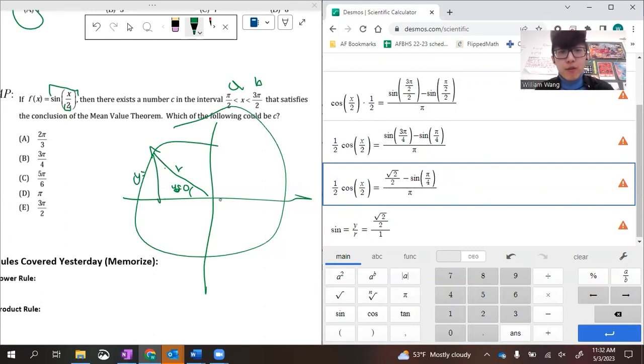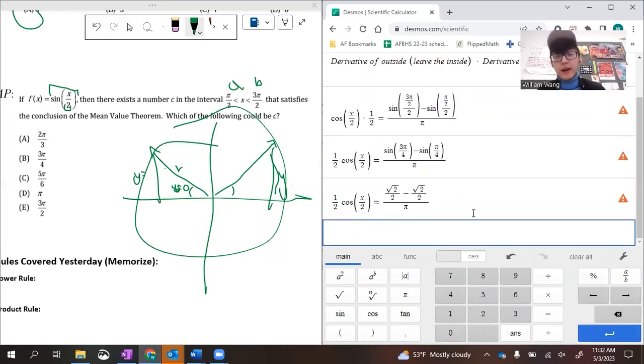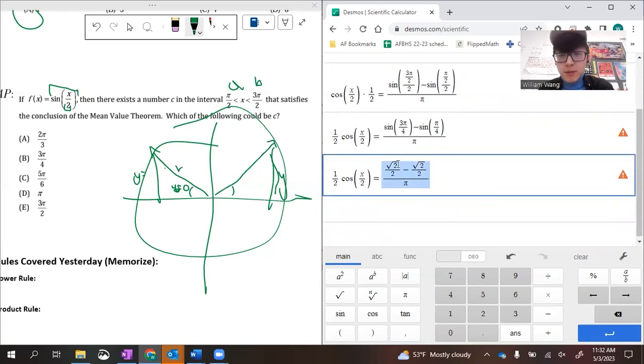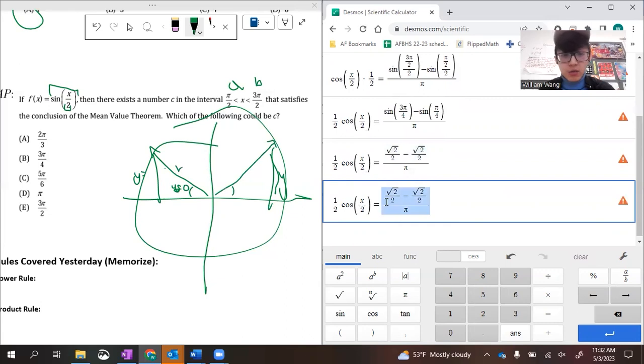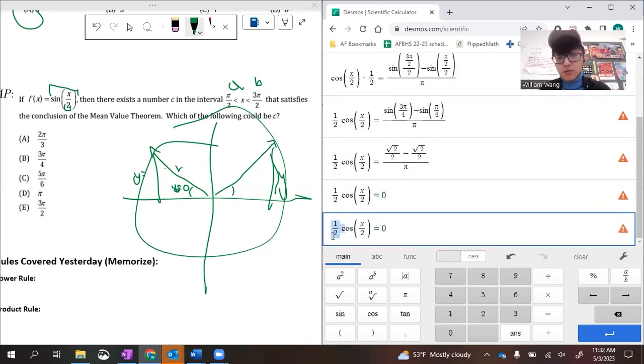Same thing with sine of pi over 4. Pi over 4 is right here, right? 45 degrees. And you'll notice the y value is going to be the exact same. So it's also going to be square root of 2 divided by 2. All right, that means this simplifies to 0. So really, my next line is going to be 1/2 cosine of x is equal to 0. Right, because root 2 over 2 minus root 2 over 2 is 0. Cool. I'm going to multiply both sides by 2, so I get cosine of x over 2 is equal to 0.